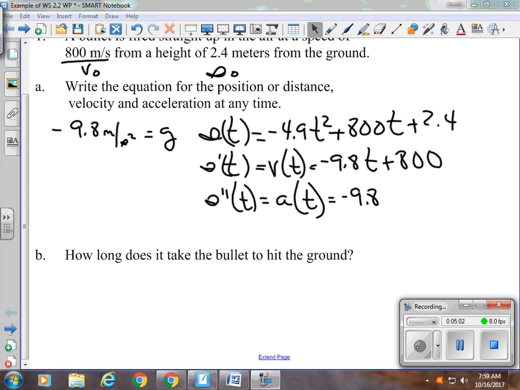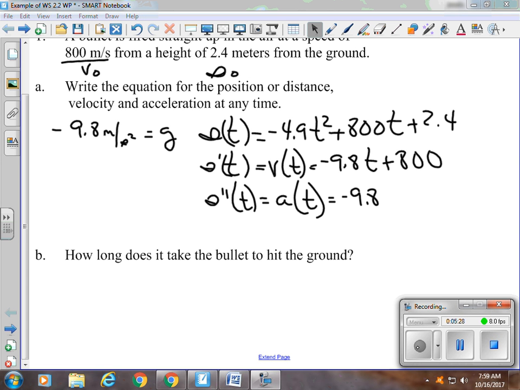All right, so now that we have our three formulas, as we read each question, we're going to try to figure out which formula would be the best one to set that equal to. So when it says, how long does it take for a bullet to hit the ground, do you think that relates to position or how fast you're going or acceleration? And usually it's going to be one of the first two formulas because the last formula is a constant.